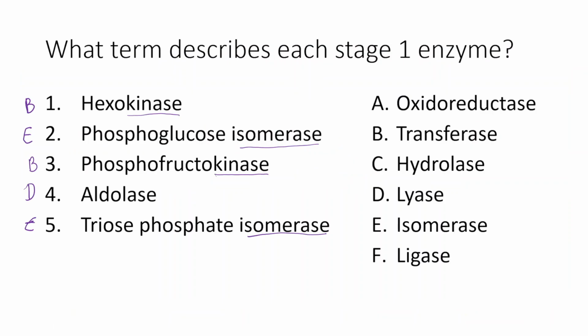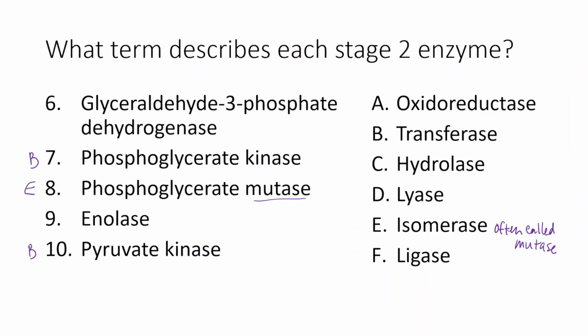Okay, cool. So that's stage 1. So let's finish up stage 2. So number 6, glyceraldehyde 3-phosphate dehydrogenase. What kind of enzyme is that one? Yeah, an oxidoreductase. How do we know that? Yeah, exactly. So the clue here, again, is right in the name. Dehydrogenase is another really common name for oxidoreductases.